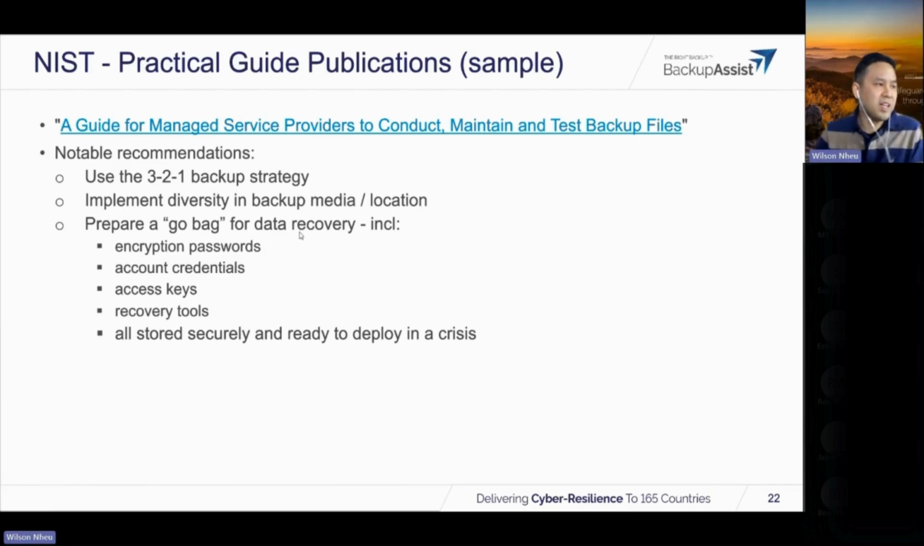It also talks about a go bag, that you should prepare a go bag for data recovery. So the concept of a go bag is like a virtual bag where you have all your encryption passwords, your backup credentials, so all the account credentials, the cloud account credentials, as well as your recovery tool, just the software required to carry out the recovery. And basically all these need to be securely stored and ready for deployment in a crisis.